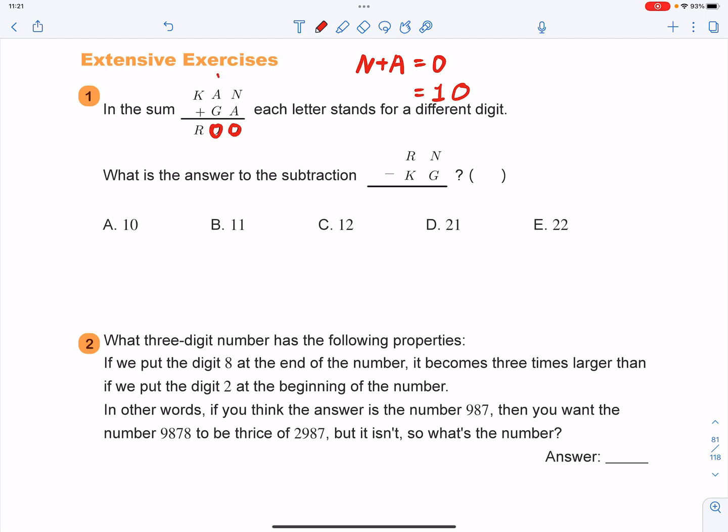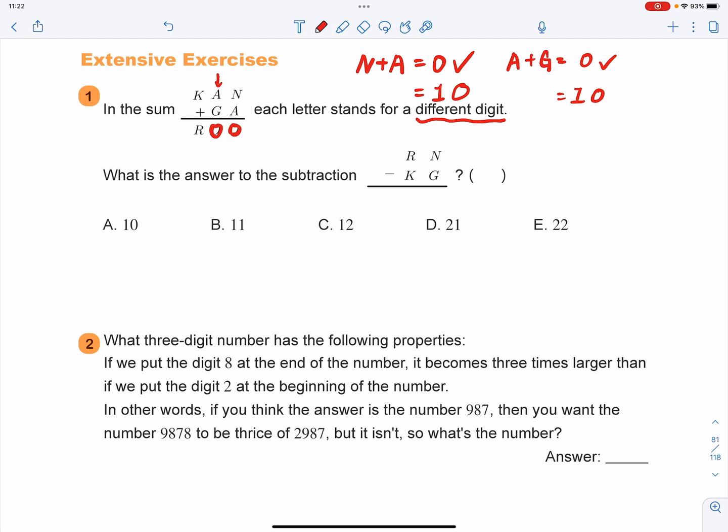And let's say, as for this column, it's A plus G. It can either be O or 1O. So which one's correct? Guess. It says each letter stands for a different digit. If they both equal O, meaning you don't carry over 1 to the highest digit, then A plus N equals A plus G. In other words, N equals G.